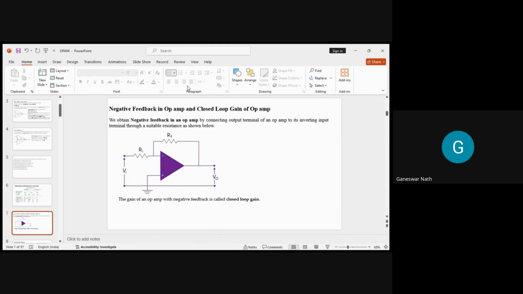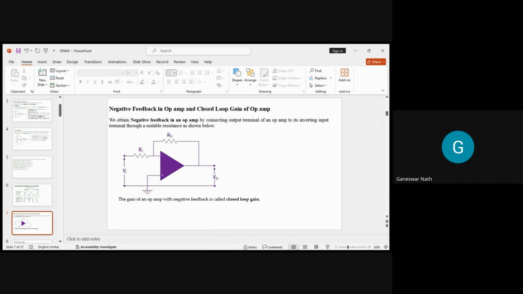Then how is the feedback actually applied to the op-amp? Let me first talk about negative feedback. Yesterday also I told you. Negative feedback is basically applied to the op-amp, and positive feedback is applied to RF oscillators.